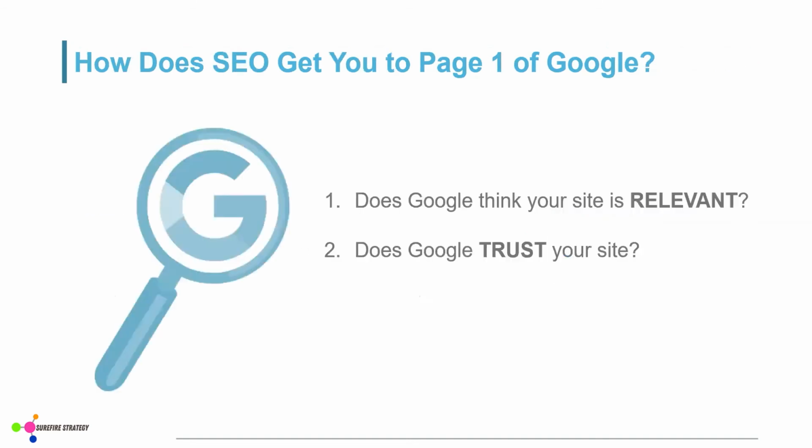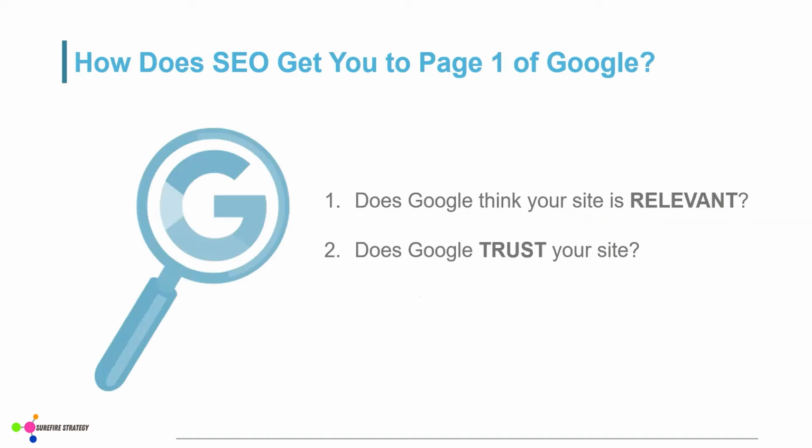Specifically, Google is looking for two elements for the websites that they allow to be listed in the organic rankings on that first page. The first one is, does Google think your site is a relevant source of information? Okay, a relevant source of information. And the second one is, does Google trust your site? So in other words, relevance and trust. Does Google see your website as both those things, this combination?